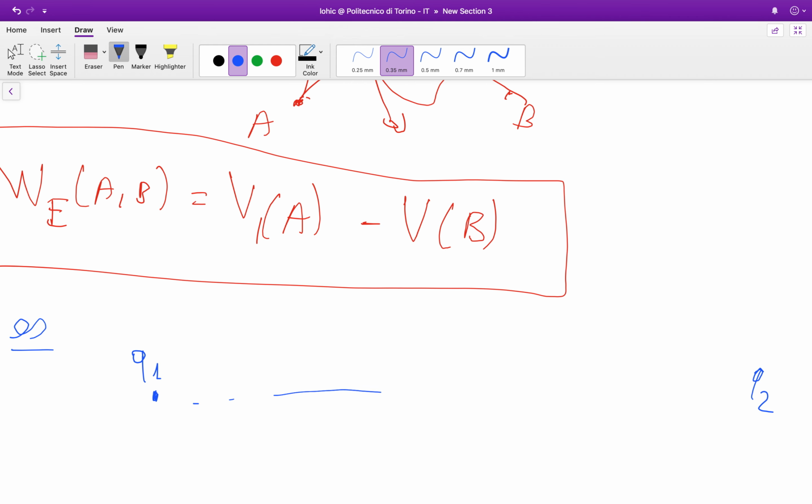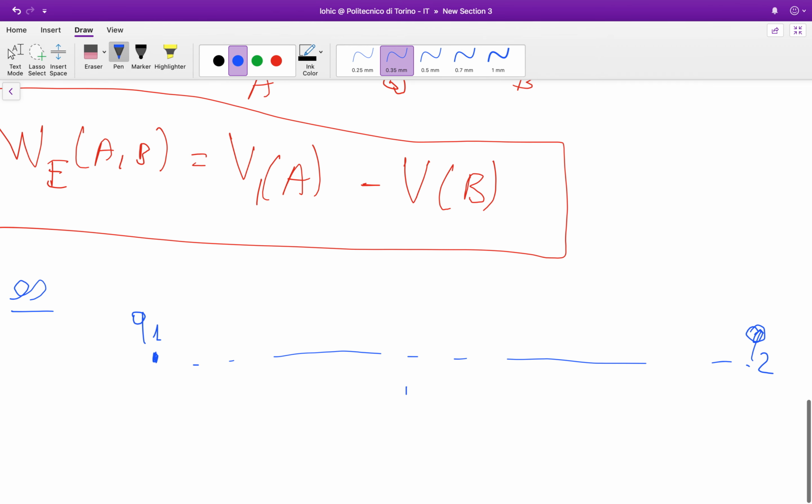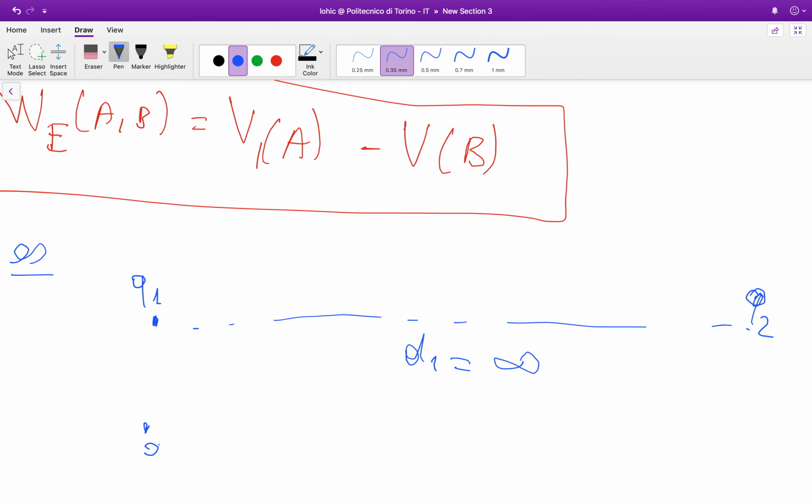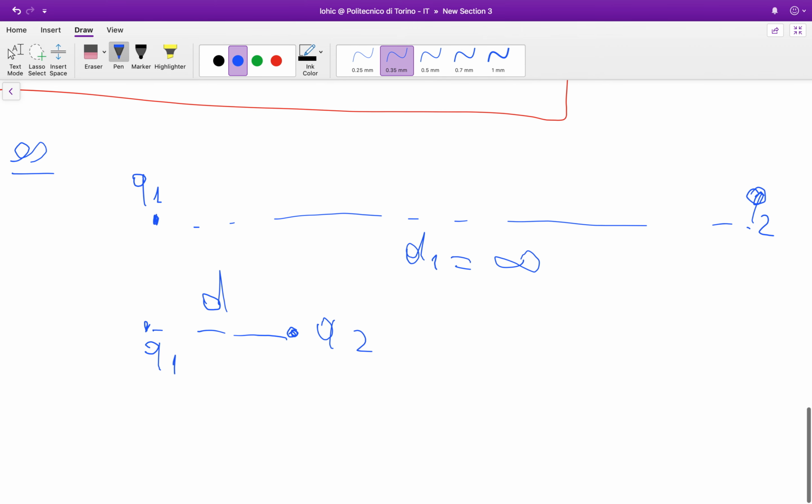When we say that we have another charge Q2 at infinity, it means that they are very far from each other. At the moment, they are so far from each other that one cannot feel the effect of the other. Is that clear? So the initial distance is infinity. Then at some time, my charge Q1 is at the same position, and we bring the charge Q2 to the distance D. What happened?